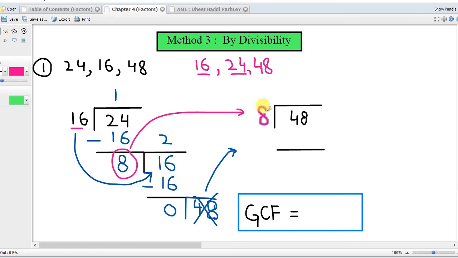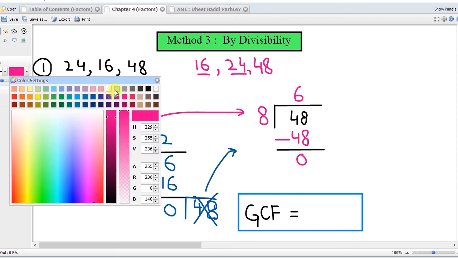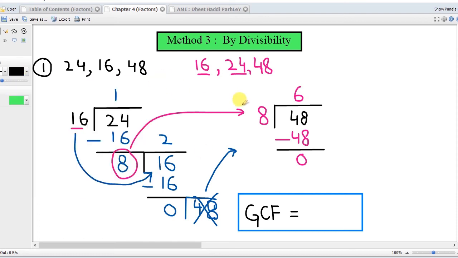Okay, so 6 times 8 will give us 48. Now simply take away and we are getting a remainder 0. So from here our answer is the divisor with the help of which we are getting the remainder 0 by solving all these three numbers. So the divisor will become our final answer, not the quotient 6. Okay, so this is the key point to remember.